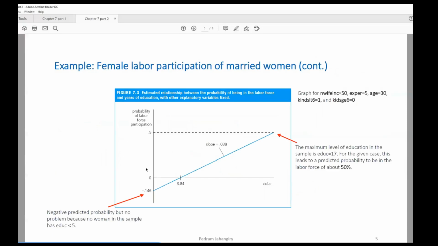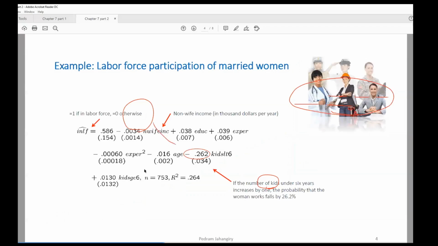Imagine you're interested in education versus the probability of participating in the labor force, right? I have to fix all the other explanatory variables to some numbers. So this is a graph for when the husband or non-wife income is 50,000, experience is 5 years, age is 30, number of kids less than 6 is 1, number of kids greater than 6 is 0, right? Fixing these numbers, if I go back to the slide, I can replace them by some intercept at the end of the day. So I will end up with education only, right?